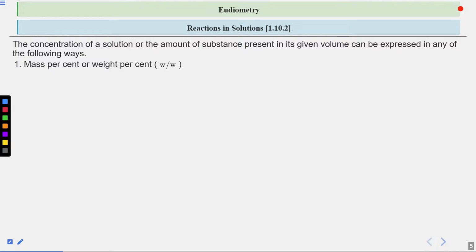Our first concentration term is mass percentage or the weight percent. Second is the mole fraction. Third is molarity. And fourth is molality. Now all of these topics are important to understand, and these are all related to the mole concept. So you should be very clear about the mole concept and what is molar mass. That is important for you, then you will be able to cover this.